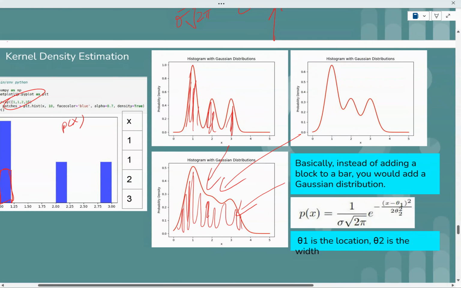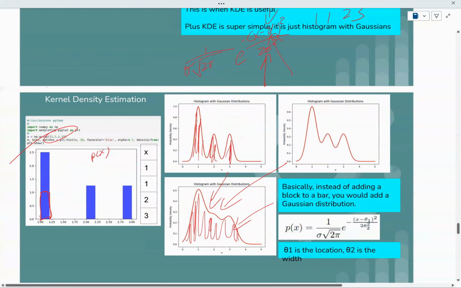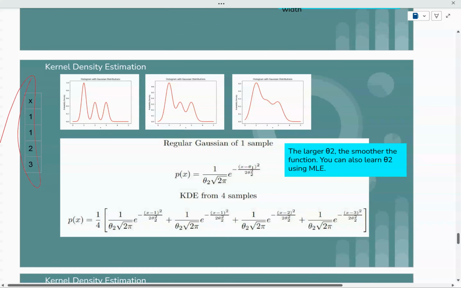So therefore, all you have to do is set the mu value at each point. So you have 1,000 points, you have 1,000 Gaussians. Okay, let's really look at this. So we have 4 points. The very first one is 1, right? Therefore, we put a Gaussian distribution centered around 1. The second one is 1 again, so we add another Gaussian, just like you add another rectangular block, right? We add another Gaussian.